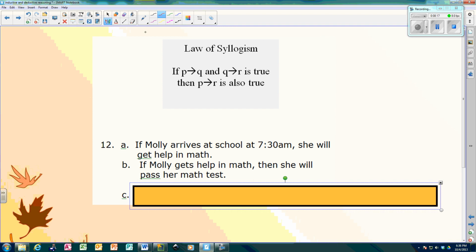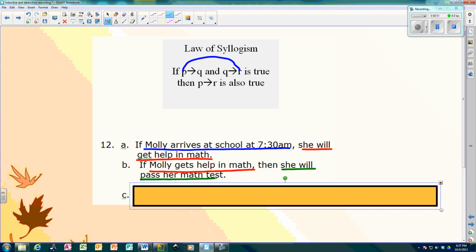All right, now let's do the law of syllogism. The law of syllogism is if P then Q, and Q then R is also true, then P then R is also true. So if Molly arrives at school at 7:30 a.m., so here's the P, she will get help in math. So here's the Q. If Molly gets help in math, so here's the Q, then she will pass her math test.